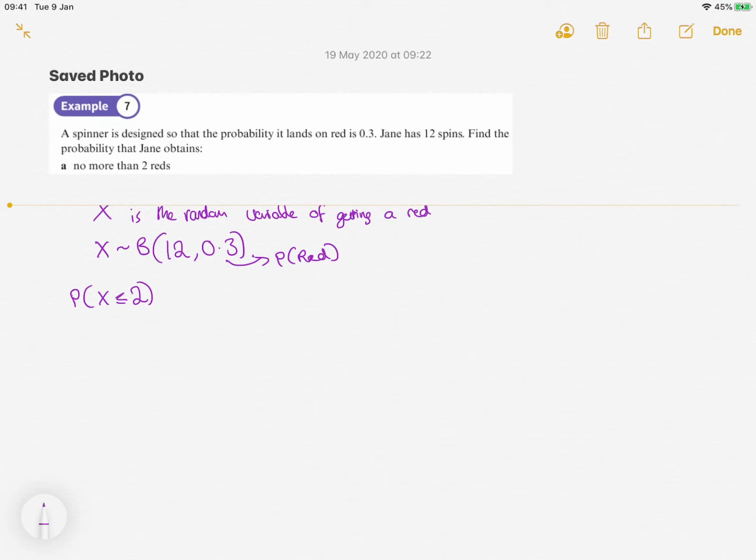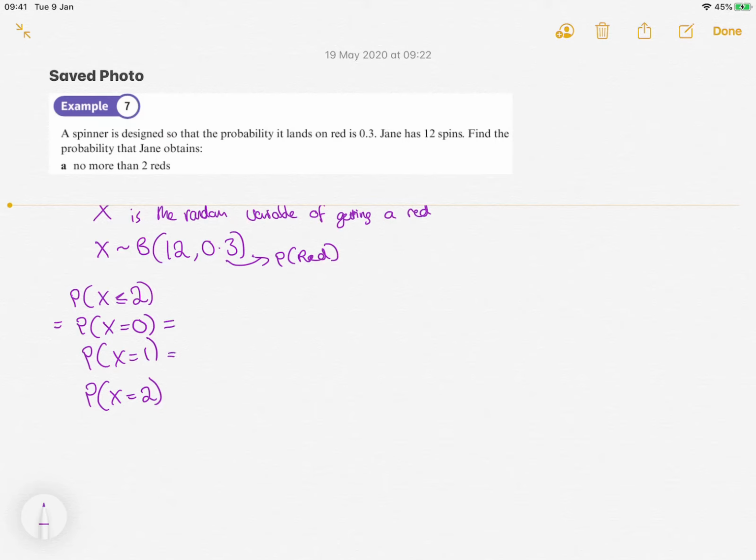Well, what are those individual probabilities then? That is equal to the probability that we get 0 reds, plus the probability that we get 1 red, plus the probability that we get 2 reds, and then we add them all together, because that will give us the probability of getting 2 or fewer.